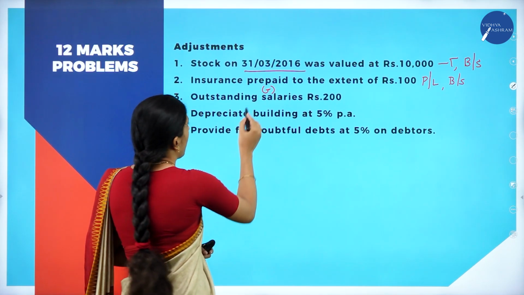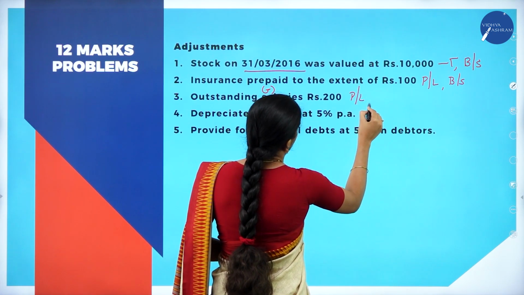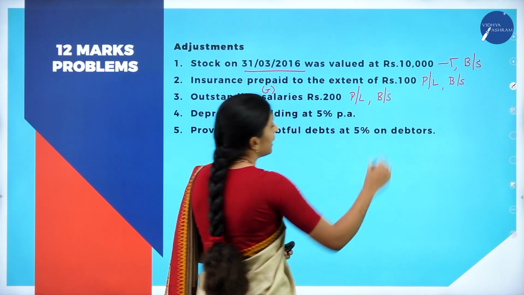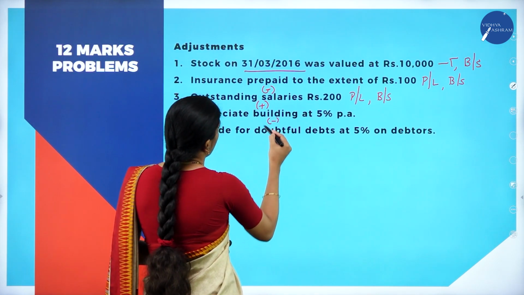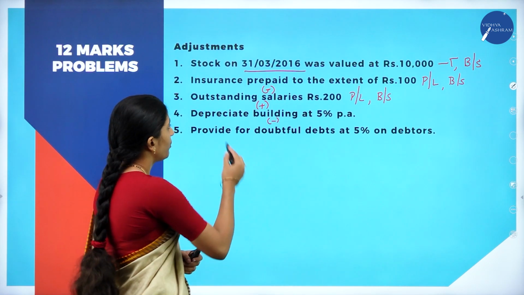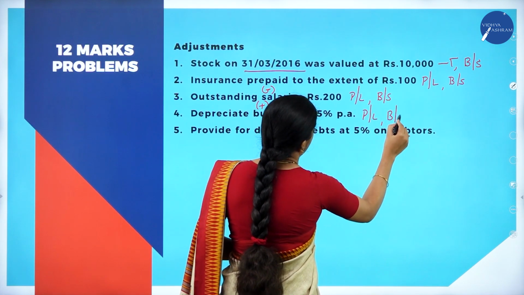Outstanding salaries, we have to add to salaries, which will be recorded in your P&L account and once again in the balance sheet liability side. Depreciate building, so we have to deduct in the balance sheet and we will record in the P&L account. So P&L account and balance sheet.